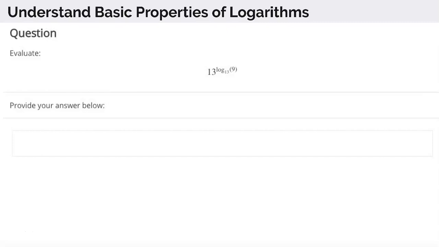So if we look right here, we have the logarithm with base 13, and we also have the exponential with base 13. If we have the logarithm and the exponential with the same base, these are inverses of one another. What that means is that these are going to cancel out and give us that original input back. So this will cancel out and just leave us with 9.